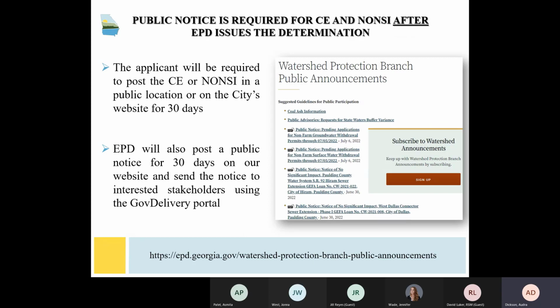And then the public notice. So a public notice is required for both CEs and NONZs after they are signed by the EPD director. Recall, this is in addition to the public notice and meeting required for the NONZ. Additionally, EPD will post the CE or NONZ on our website and send the notice to those signed up for the Gov Delivery listserv. A link to EPD's public notice announcement is shown on the slide here.